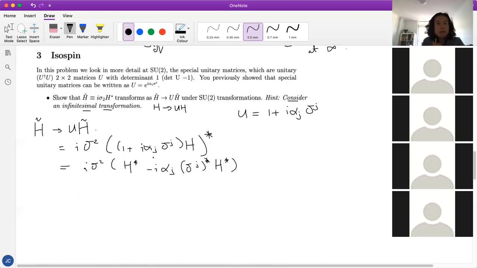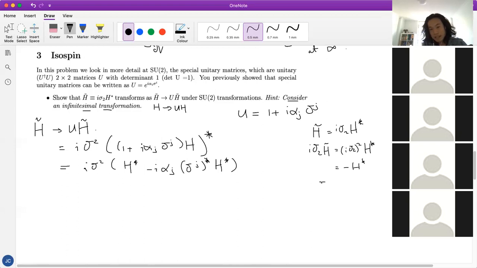Okay, so now I'm gonna go back and look at the initial relationship here. Initially I had said that H tilde is equal to i sigma 2 H star. If I multiply both sides by i sigma 2, I get (i sigma 2) squared H star. I'll prove this explicitly later, but this is equal to -1. So this is equal to minus H star.